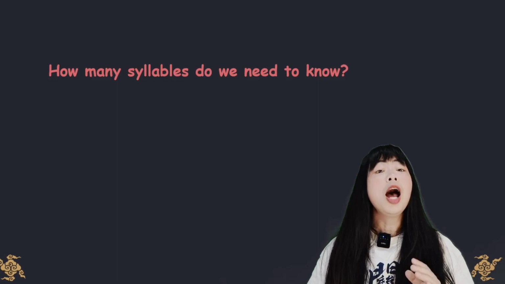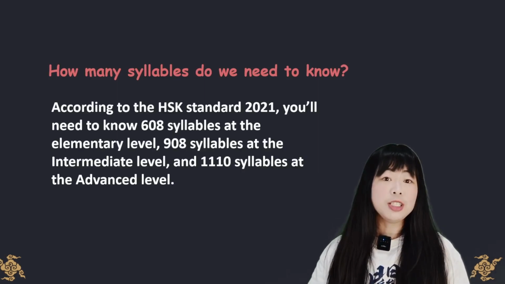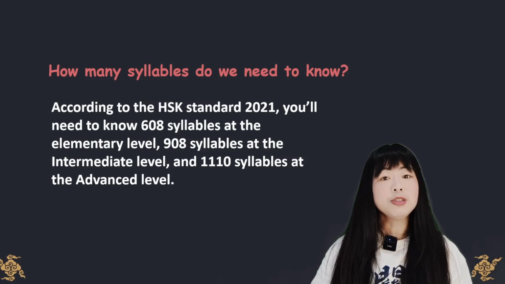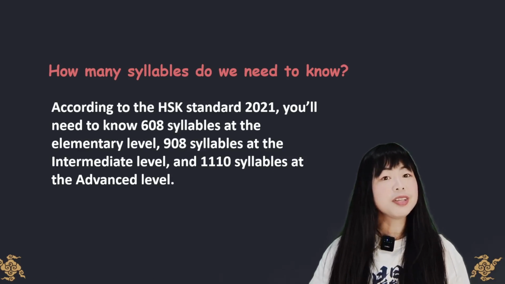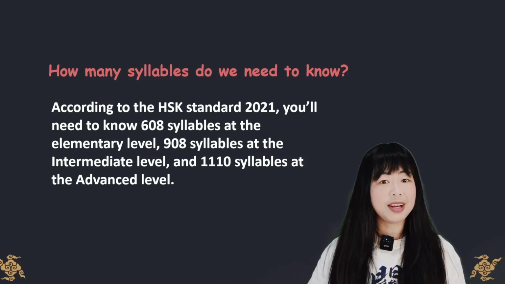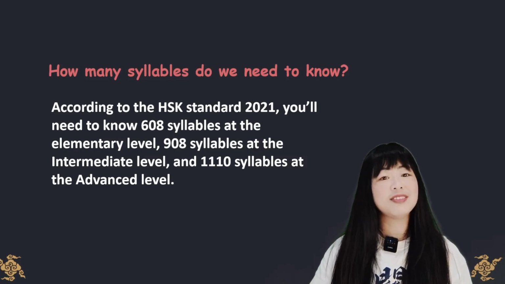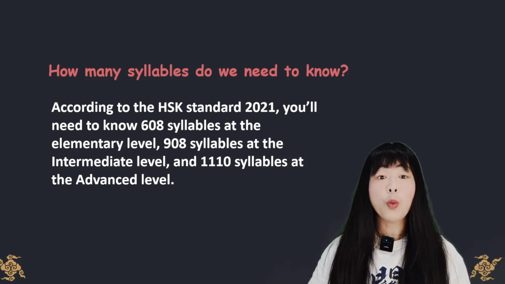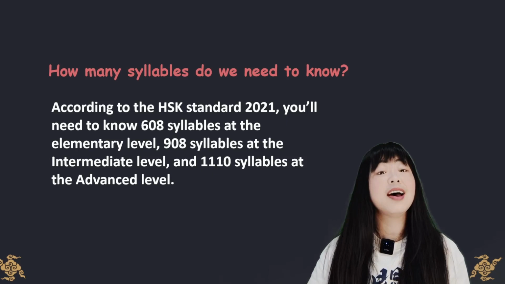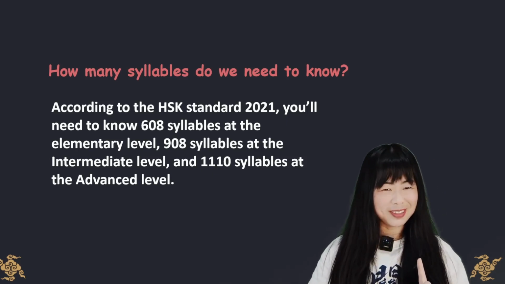Okay, so how many syllables do we need to know? According to the HSK standard 2021, you'll need to know 608 syllables at the elementary level, 908 syllables at the intermediate level, and 1,110 syllables at the advanced level. Now, let's begin with those letters.